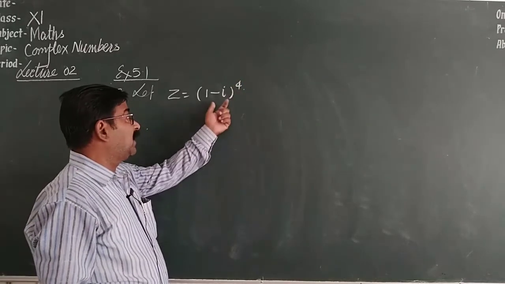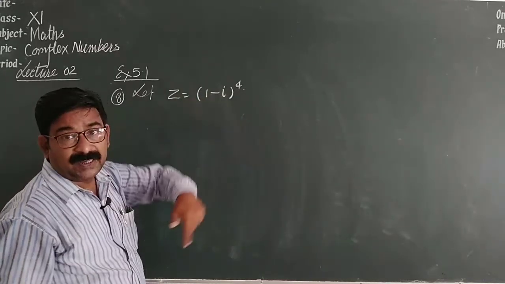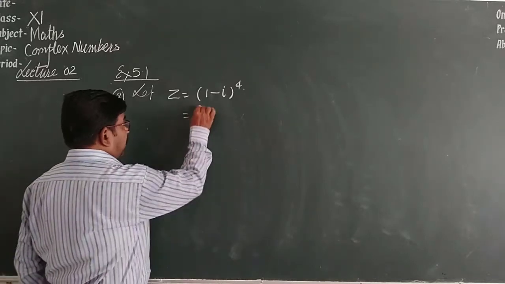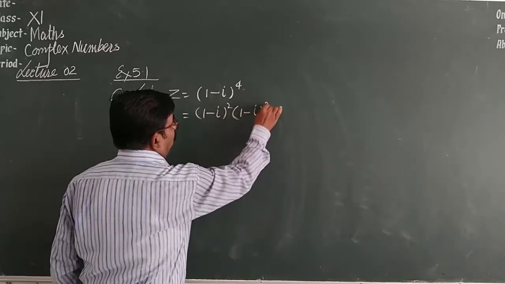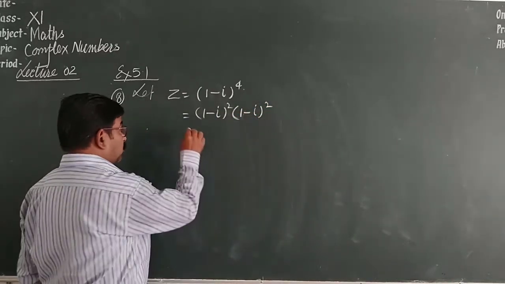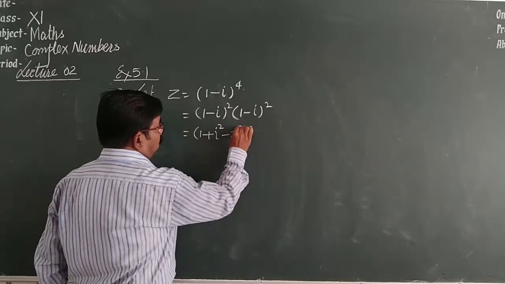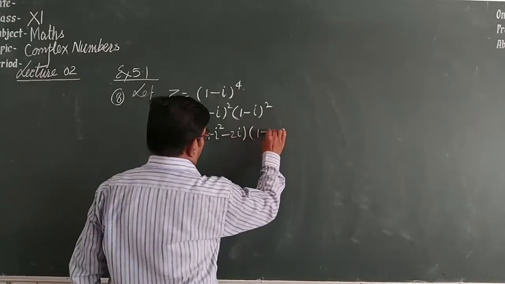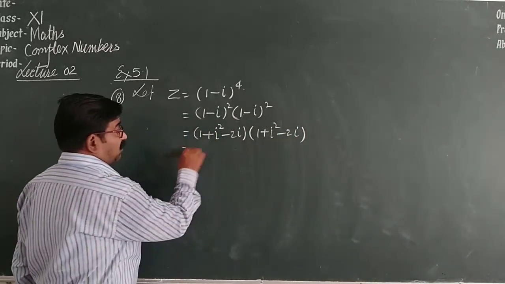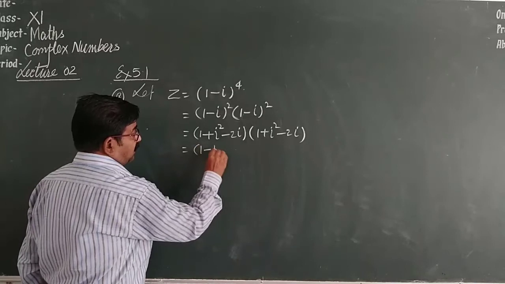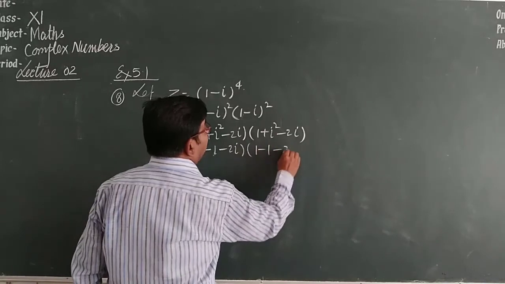If you don't have the idea of power 4, you can write this as 1 minus i whole square, 1 minus i whole square twice. So we can write 1 minus i whole square into 1 minus i whole square. Break this into these two whole squares. We have 1 plus i square minus 2i. This i square is minus 1. 1 minus 1 minus 2i.